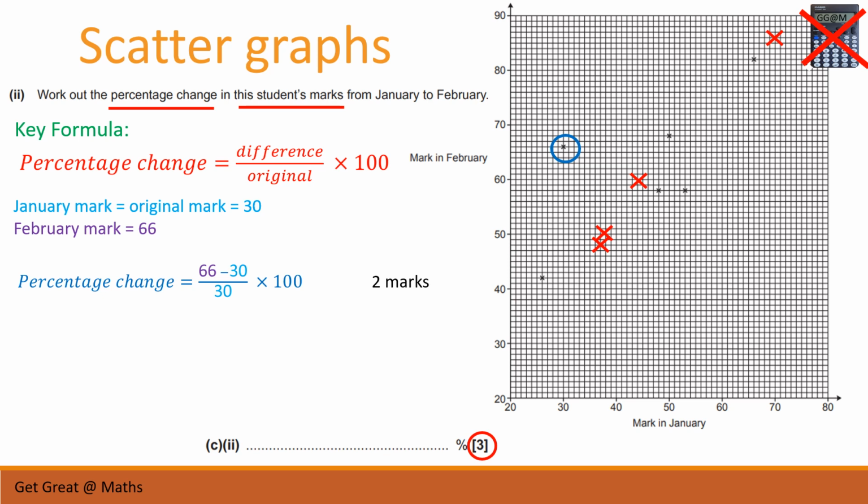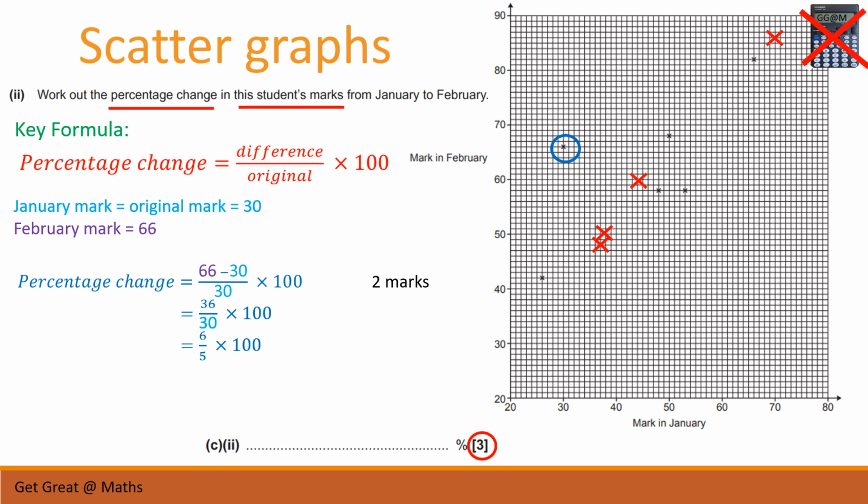gives you 2 marks for writing that down. 66 take away 30 would have given you 1 mark. Now 66 take away 30 is 36, and 36 over 30 can be cancelled down by dividing both those numbers by 6. 36 divided by 6 is 6, 30 divided by 6 is 5, which leaves me with 6/5 of 100, which is 6 divided by 5 times by 100.